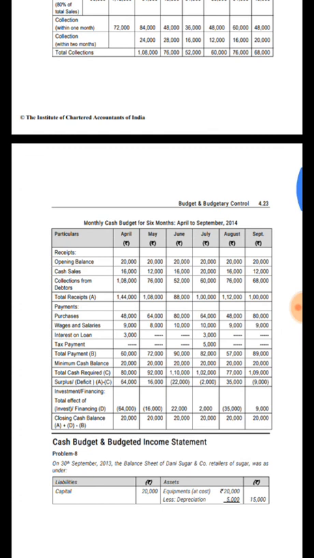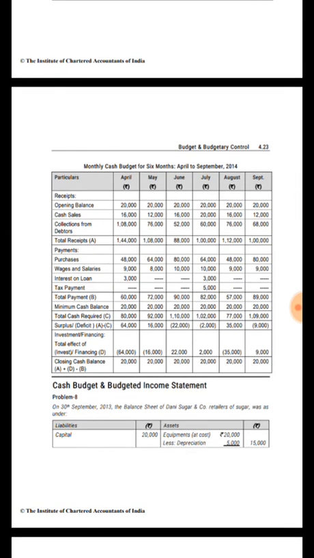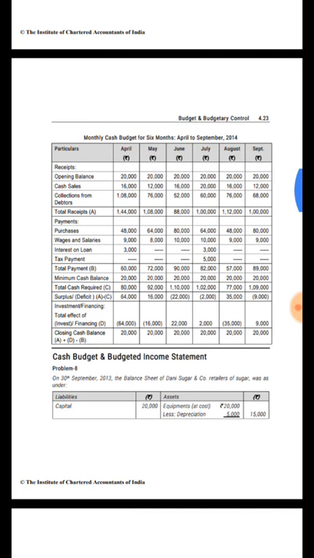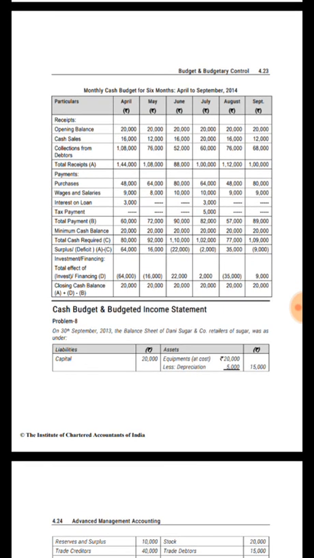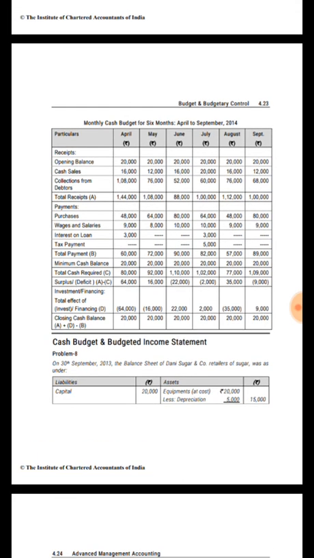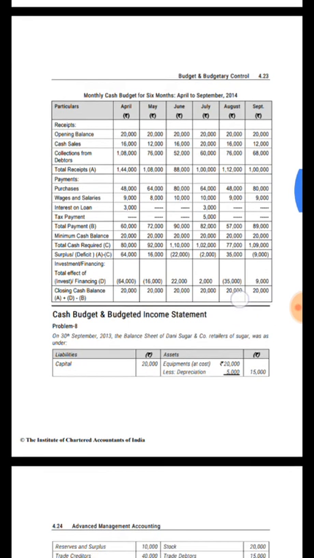Then again add cash sales and collection from debtors, you'll get total receipt. Then remove the total payments including minimum cash balance. So whatever is excess there... see here we are having a shortage. If it is a shortage, we have to get it financed. Okay, so 20,000 we have to borrow actually. So 20,000 again we have to maintain as cash balance anyhow. So 20,000 taken next month. Just like that we'll do for all the months. We'll get the answer. Okay, that's it.